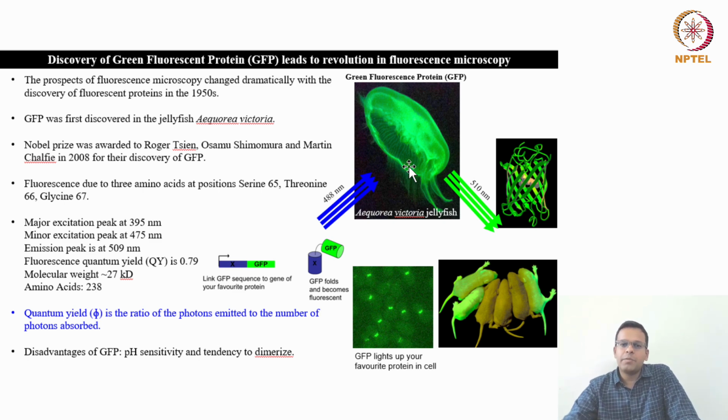Because of some specific arrangement of three amino acids at specific positions, such as serine at 65, threonine at 66, and glycine at 67, this protein gives fluorescence when it absorbs blue light. The major excitation peak of the original GFP is 395 nanometer. The minor excitation peak was at 475 nanometer, and the emission peak is at 509 nanometer. And the molecular weight of this GFP protein is around 27 kilodalton, and it is made up of 238 amino acids.